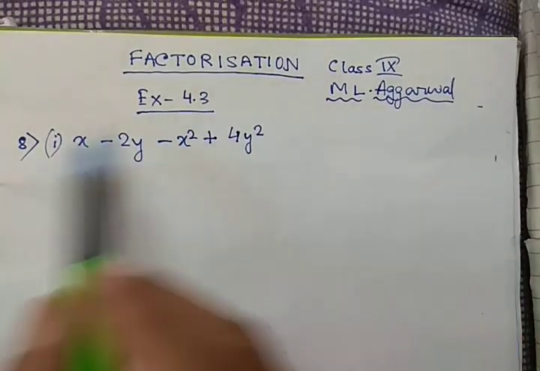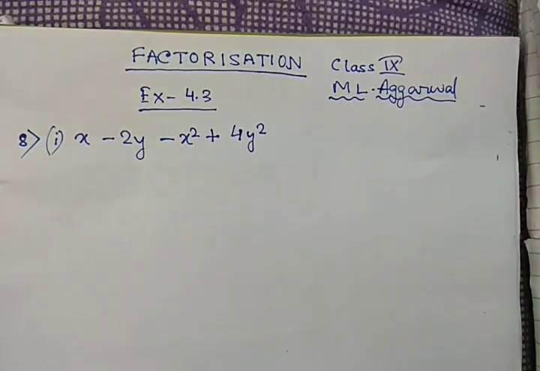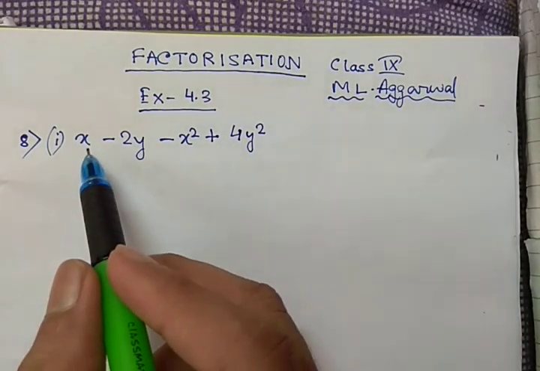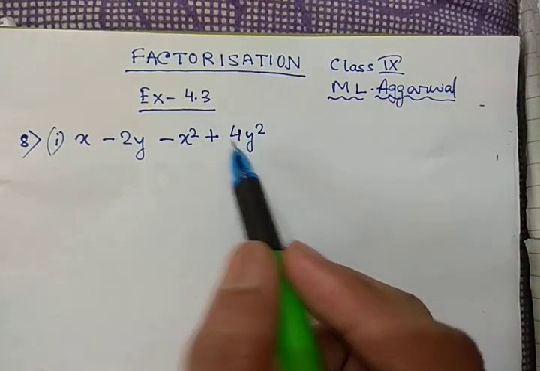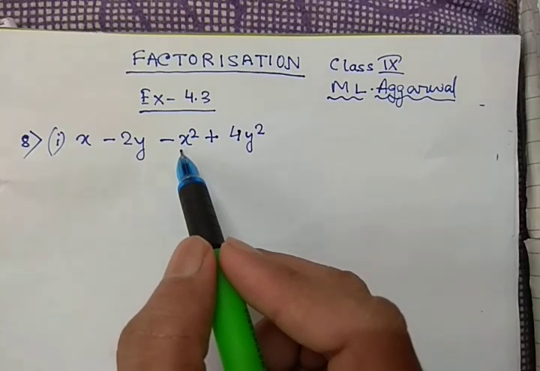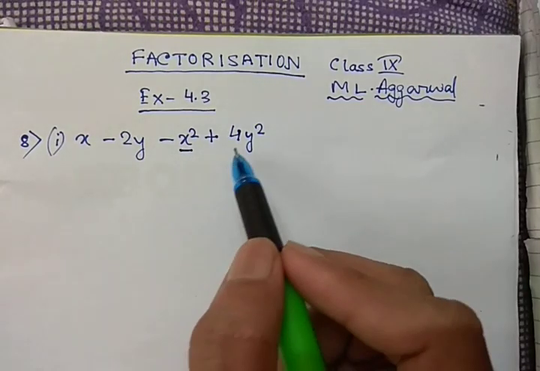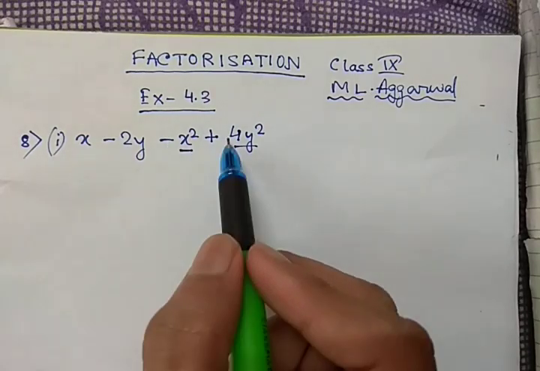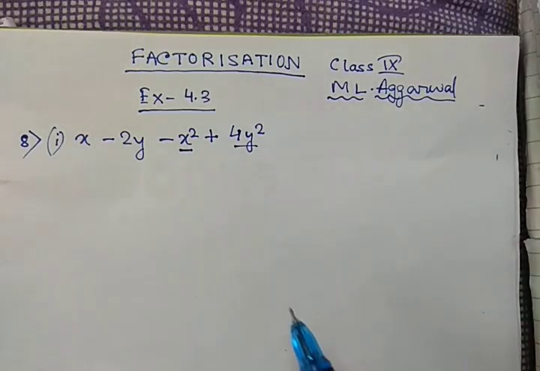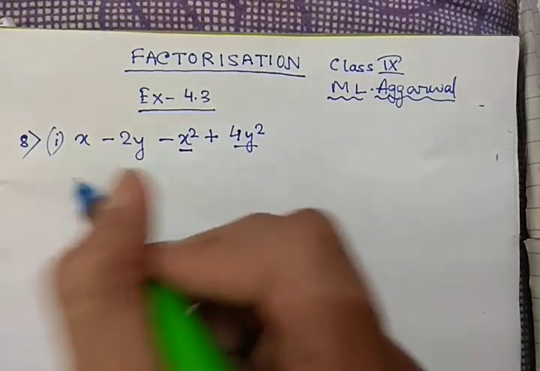So the first term is exercise 4.3, sum number 1. In this case, the sum is given as x minus 2y minus x square plus 4y square. First of all, observe that x square is a perfect square and 4y square is also a perfect square. If we take minus common, then both the signs will change. So first let us take the minus common.